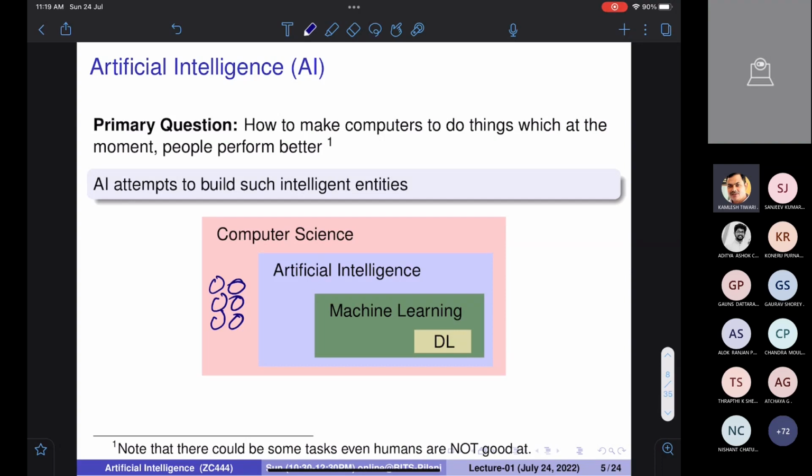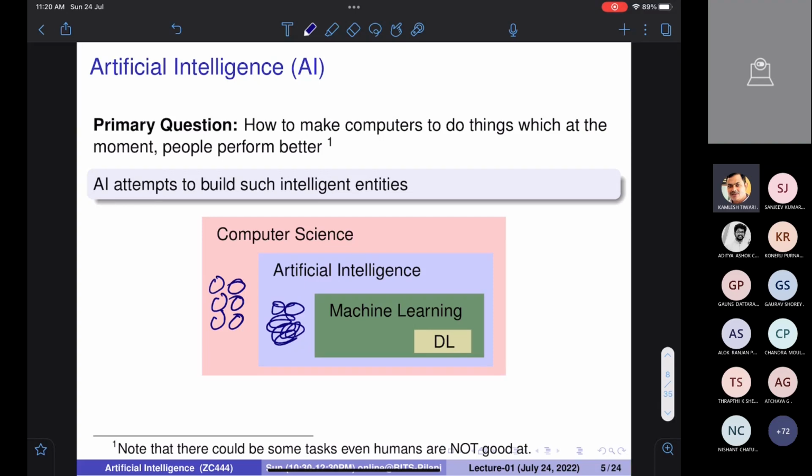Okay, so I was telling you that in computer science there are multiple things, and out of these there is something called artificial intelligence. If you come inside artificial intelligence, there is something called machine learning, and there is also something else here. Why is there a space? Because there is something else. So what is machine learning? I will give a brief understanding here. Machine learning is something that has a solid mathematical background.